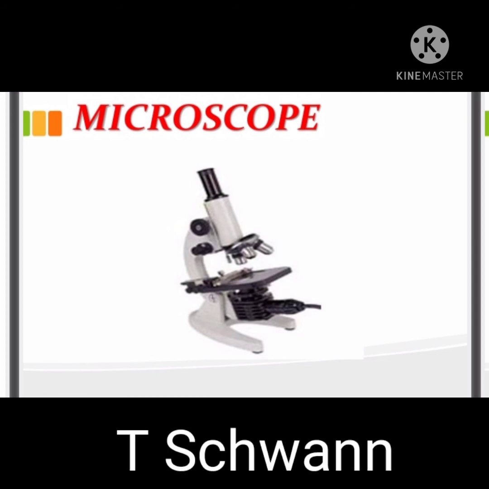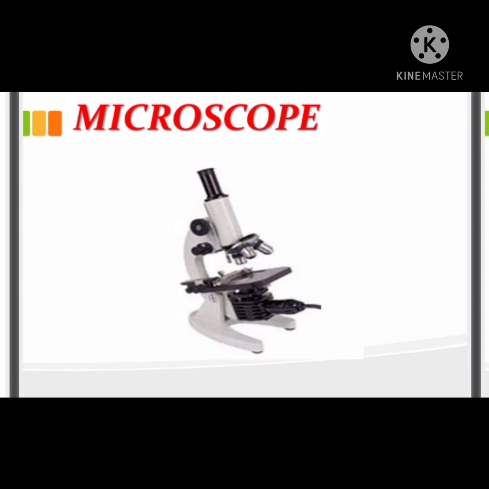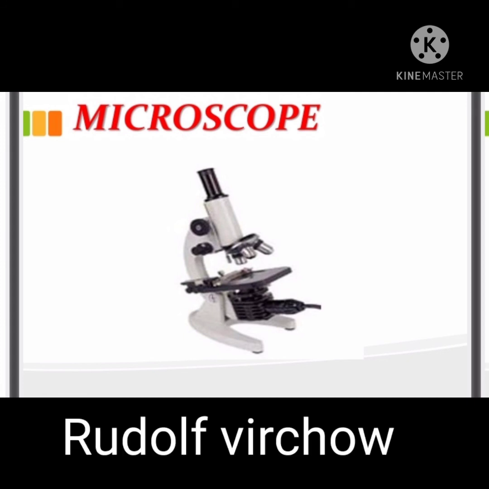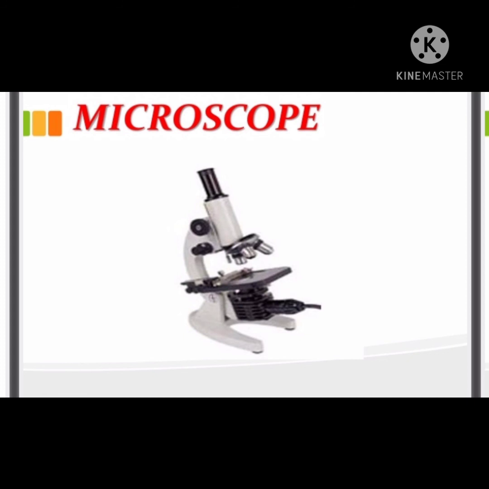So what is the cell theory? It's nothing, they suggested only two points. What are the two points? All plants and animals are composed of cells. That is the first point. Second point, the cell is the basic unit of life. These are the two points of the cell theory. Later, one more scientist named Rudolf Virchow, or R. Virchow, suggested one more point for the cell theory. What is that point? All living cells arise from pre-existing cells.